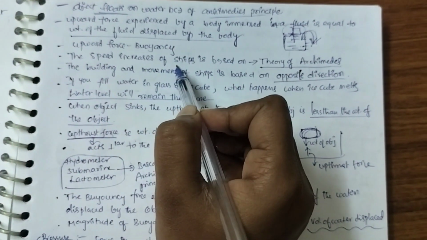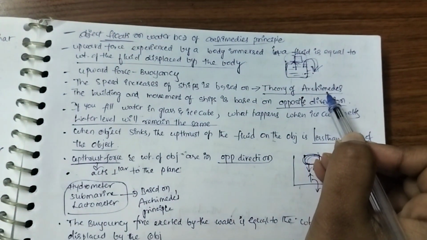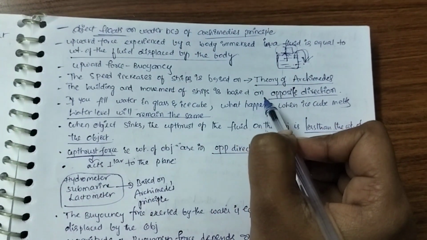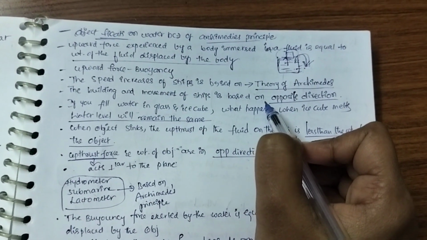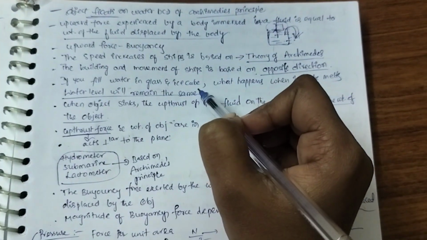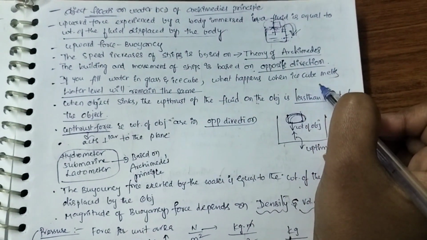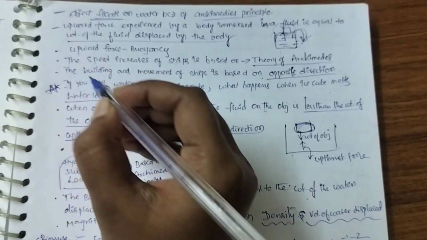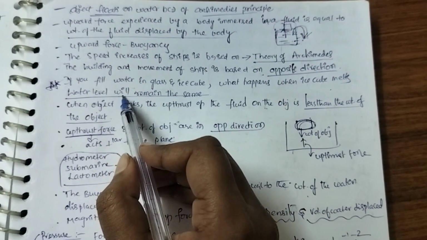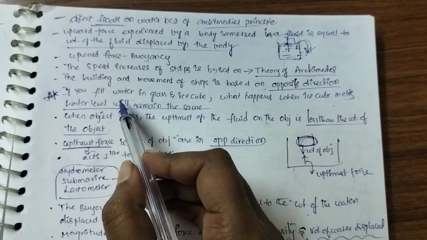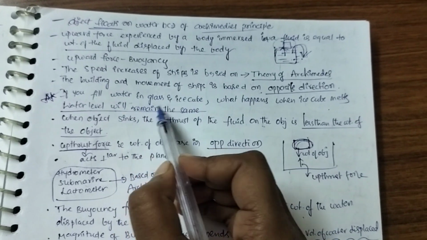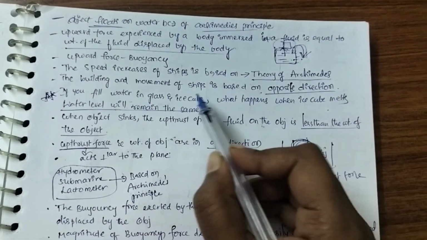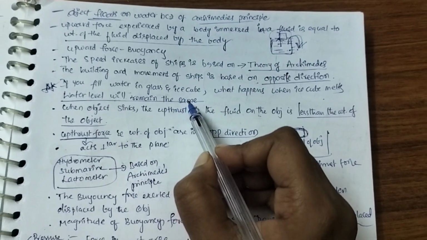The floating of ships is based on the theory of Archimedes. If you fill water in a glass and put in an ice cube, what happens when the ice melts? This is a very important question. We generally think that the water level will increase, but there will be no change in the water level.